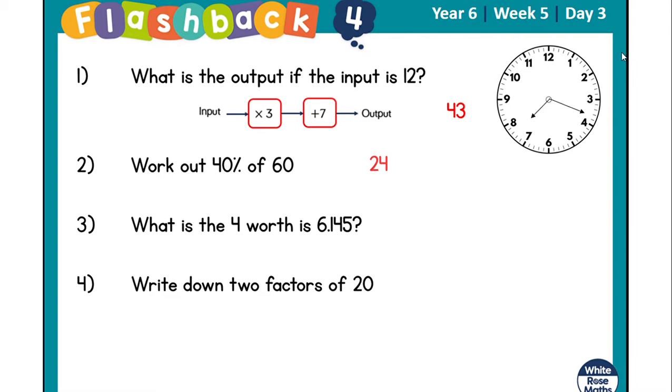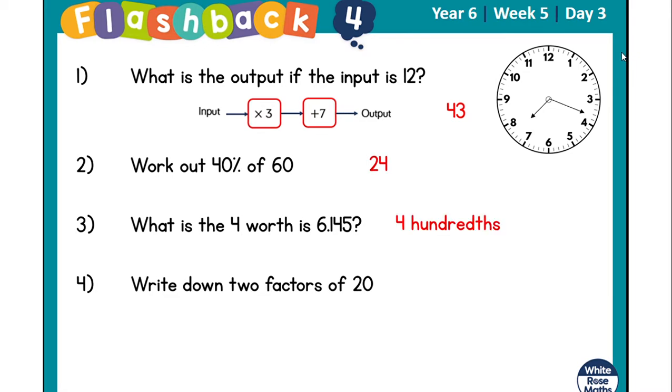Okay, number 3. What is the 4 worth in 6.145? Well, we can see that the digit 4 is in the second decimal place. That represents the hundredth, so it's worth 4 hundredths.